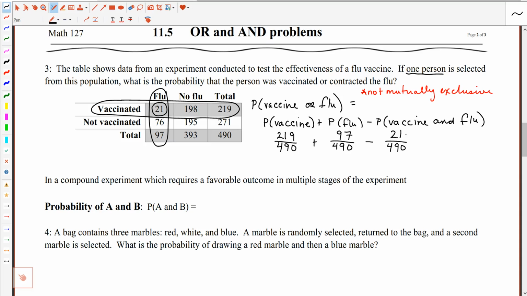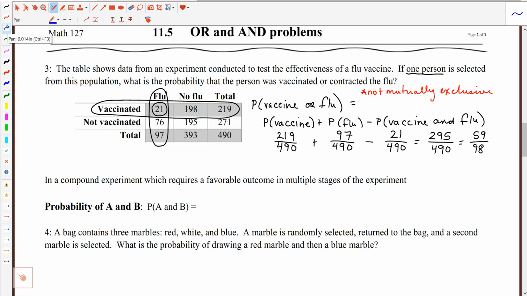Notice we already have common denominators, so we can go ahead and apply this operation to the numerators. Go ahead and compute that. You get 295 out of the 490 people, which can then be simplified to 59 over 98. This just shows one approach to this problem.